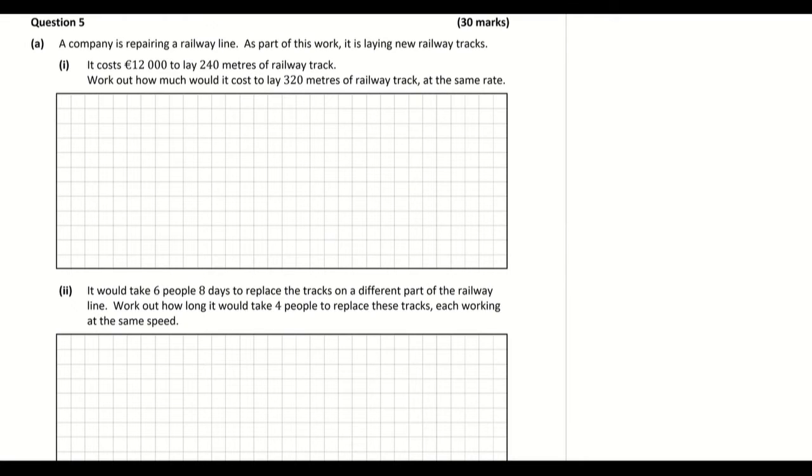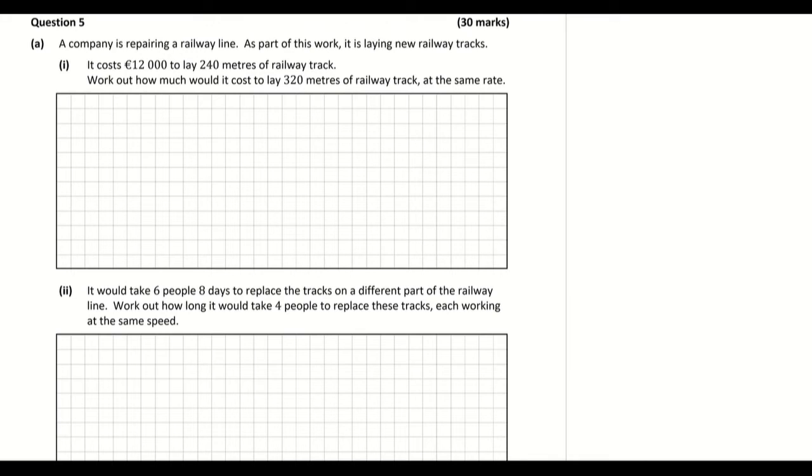Question 5a, part 1. A company is repairing a railway line. As part of this work, it is laying new railway tracks. It costs €12,000 to lay 240 metres of track. Work out how much it would cost to lay 320 metres of track at the same rate.